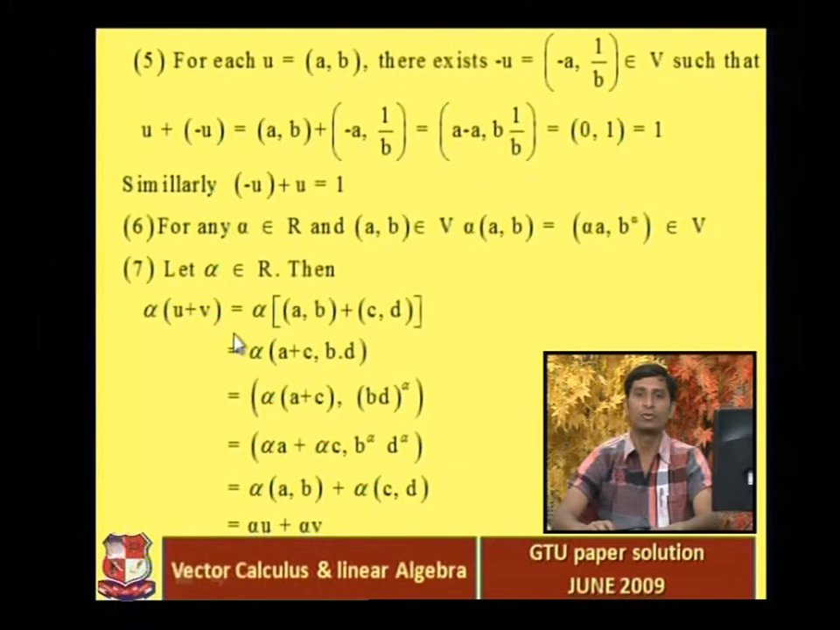Let alpha belong to R, then alpha into (u plus v) is equal to alpha into ((a, b) plus (c, d)). We use the definition of addition for two vectors: (a plus c, b into d). Now we use scalar multiplication: (alpha into (a plus c), (b d) raised to alpha). Now alpha into (a plus c) can be written as alpha a plus alpha c, and (b d) raised to alpha can be written as b raised to alpha, d raised to alpha. So that can be expanded as alpha into (a, b), because (alpha a, b raised to alpha) is alpha into (a, b), and (alpha c, d raised to alpha) can be written as alpha into (c, d), right? So alpha into u plus alpha into v. So we can easily prove that alpha into (u plus v) is equal to alpha into u plus alpha into v.